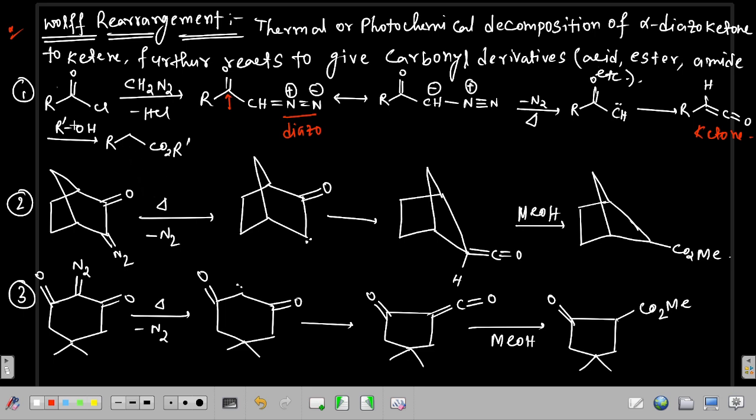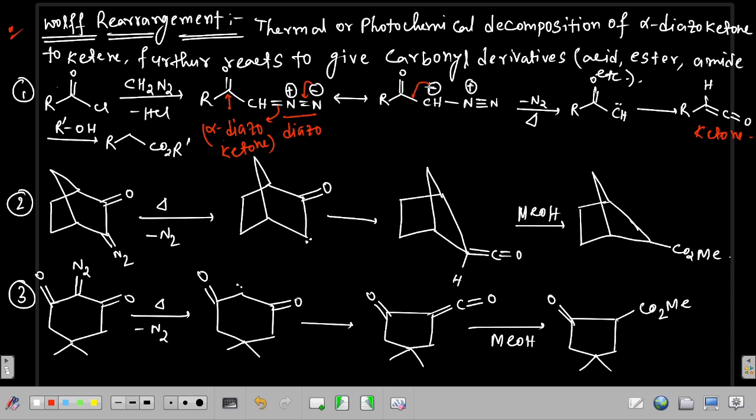acyl chloride, first we will take acyl chloride. So acyl chloride will react with diazomethane to give this alpha diazo ketone. This is an alpha diazo ketone. Now this alpha diazo ketone undergoes isomerization to give this intermediate.